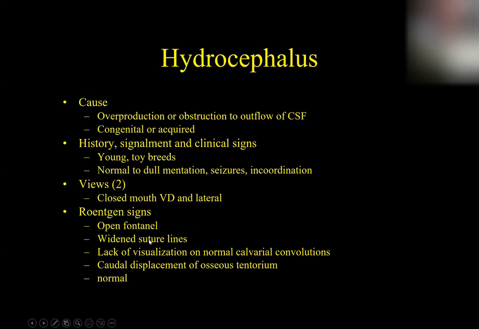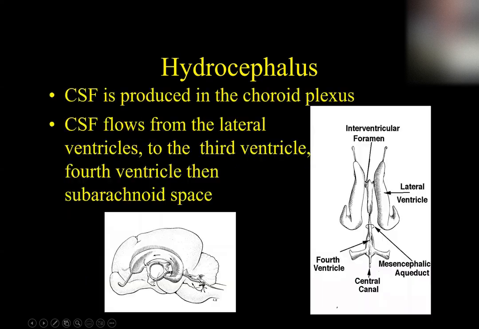So we're going to talk about these as we look at some pictures coming up, all these Röntgen signs that would suggest hydrocephalus. First off, let's review the anatomy. And again, here is a dorsal ventral view of just the ventricular system in the brain. Here's a lateral view. So here's the big part of the brain, the cerebrum.